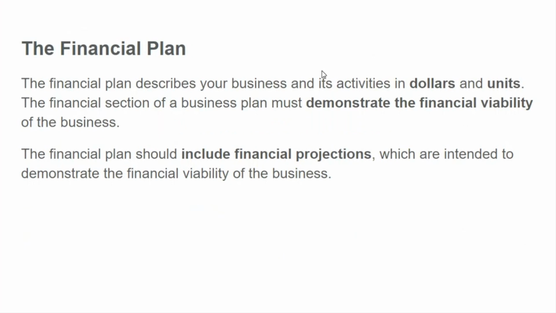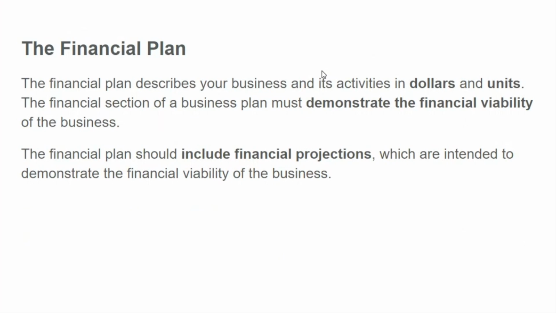So it describes your business and its activities in dollars and units. We're going to produce 600 units and sell them at $100 each. That's going to translate into revenue. So the financial section of the business plan must demonstrate the viability of the business, not only now, but into the future. And it should include financial projections. A projection is a best educated guess. It's not a guarantee, but you're going to have to make some projections that make sense. The question is, can you demonstrate to someone reading the plan who's planning to invest that these make sense? Are they realistic projections? And you need to back them up.